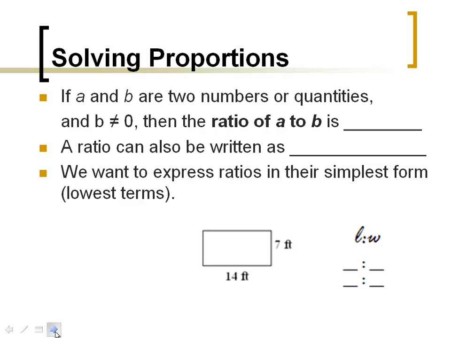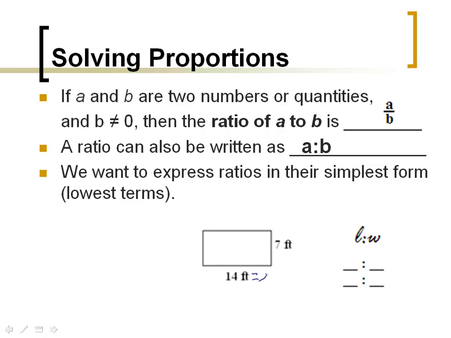So some basics of it for solving proportions, if A and B are two numbers or quantities, and B is not equal to 0, then the ratio of A to B is A to B, and it's written with a fraction bar. It can also be written, though, as A to B with the little colon, with the two dots in the middle here. So one thing to remember is that we always want to express ratios in their simplest form, or in their lowest term. So we're going to reduce them just like we reduce fractions.